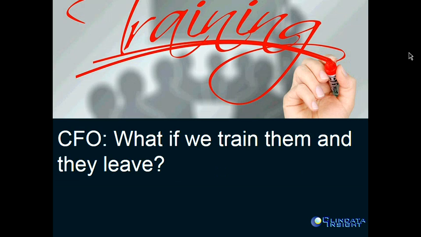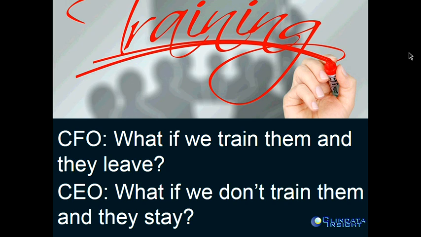When I saw this in a LinkedIn post, I really loved it. Let's say the CFO asks the CEO, "What if we train people and they leave?" It is a very logical question from the CFO, because it costs money and time to train people. And usually they leave. They will leave at some point. And the CEO's response is this: what if we don't train them and they stay? Yes, training will cost money and time, but sometimes not training will probably cost a lot more than training.